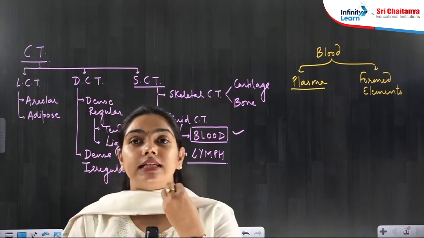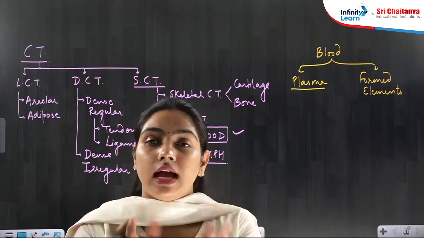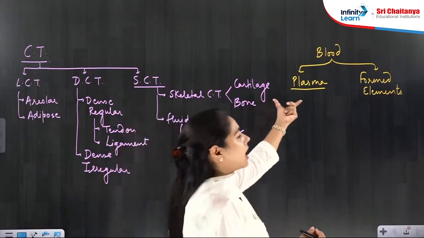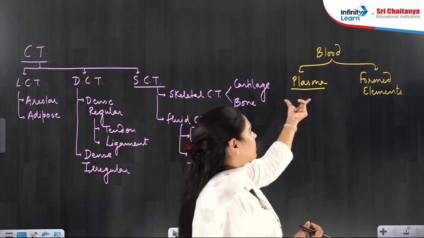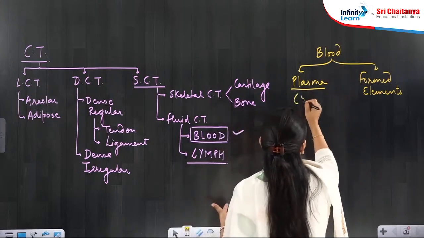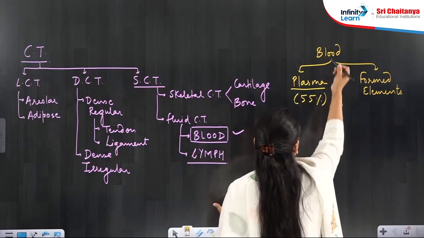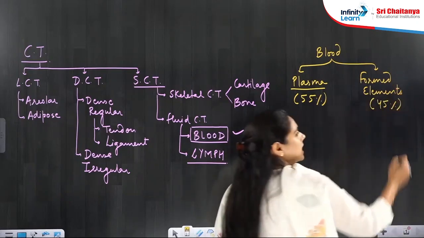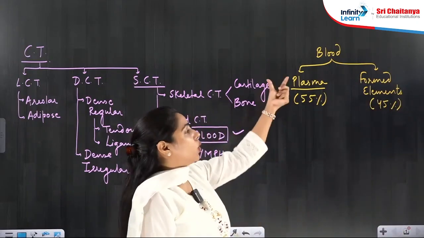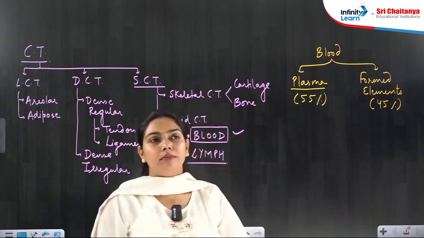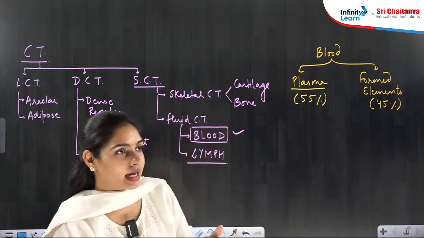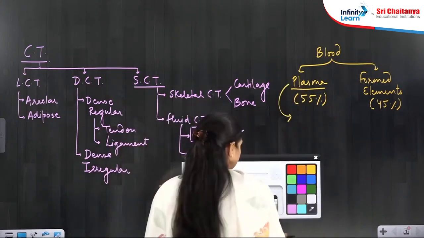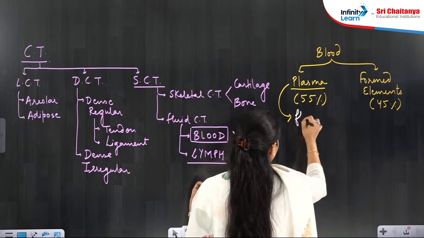This RBC, WBC, they are present in a fluid. That fluid part, or you can say fluid matrix, is plasma. It is the major part. 55% of the blood is plasma and the rest 45% is formed elements. So, which part is more in blood? Plasma is more, right? Now, let us write that this plasma is the fluid part of blood.